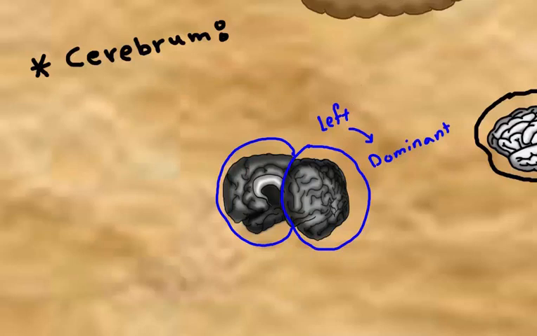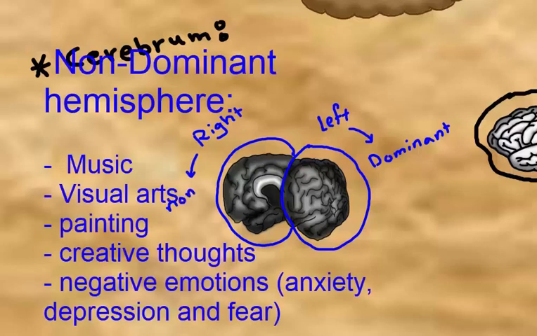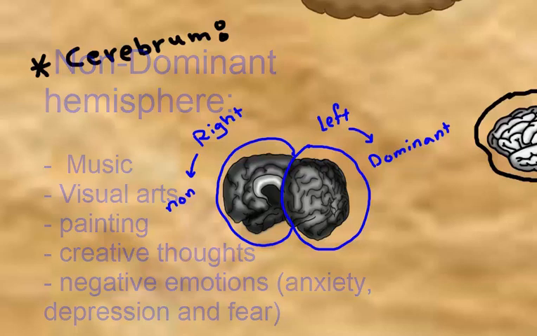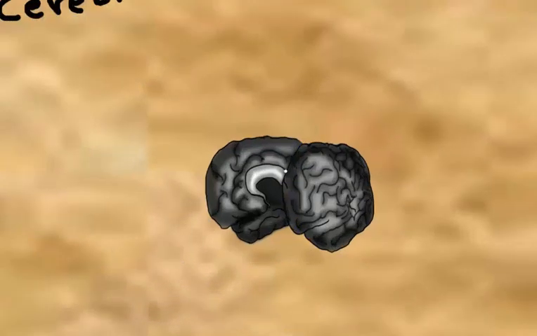And the right hemisphere will be your non-dominant hemisphere, and it's associated with imaginary types of thoughts like music, visual arts, painting, creative thoughts, and negative emotions like anxiety, depression, and fear. And this explains why artists tend to develop suicidal thoughts and attempts, because they use the non-dominant hemisphere more frequently.